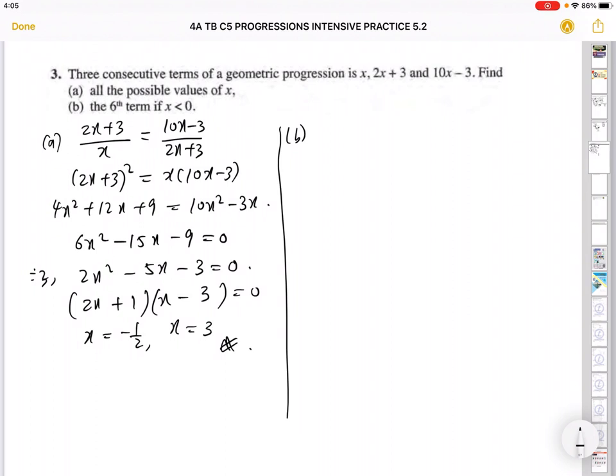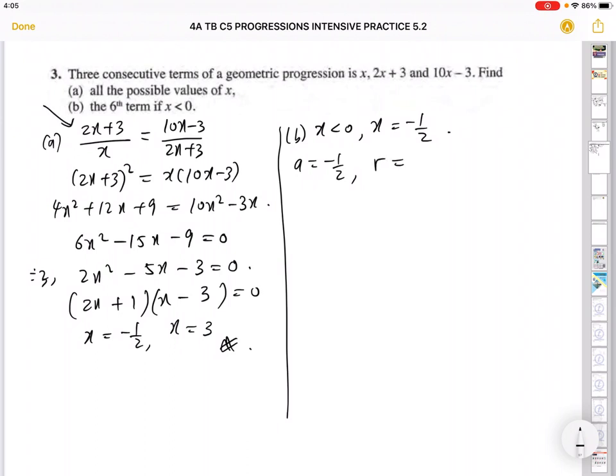Now, second part, they say find the sixth term if x is less than 0. If your x is less than 0, we should take x equals negative half, right? To find the value of the sixth term, we must identify what's your a and what's your common ratio. My a is now negative half. For the common ratio, I'm just going to sub inside here.